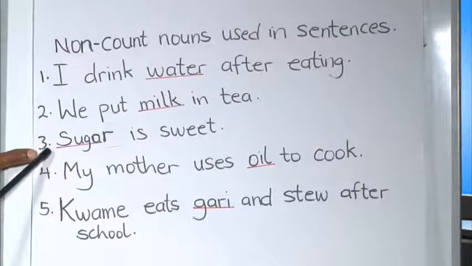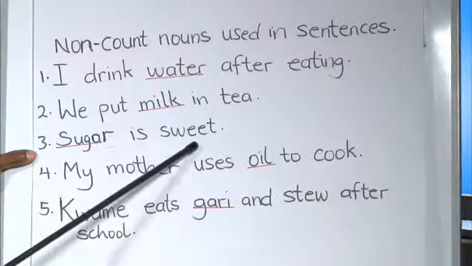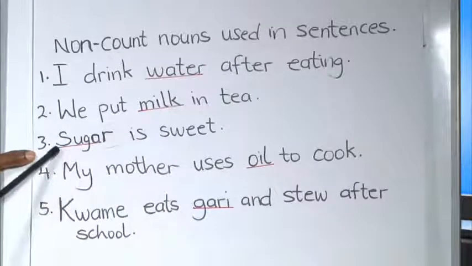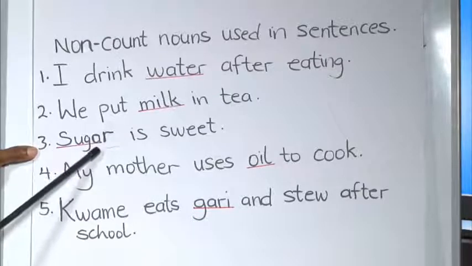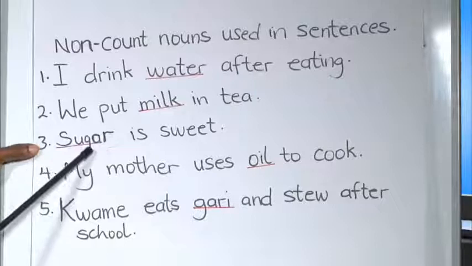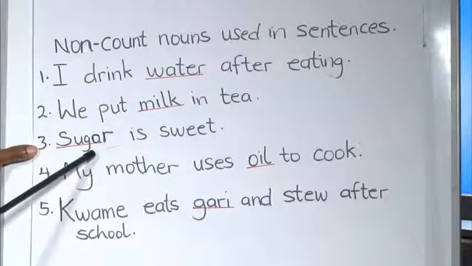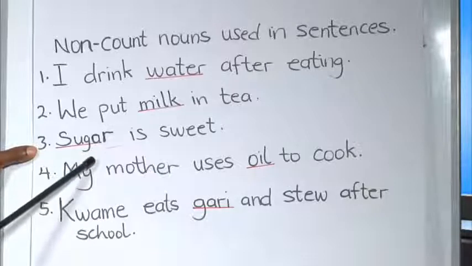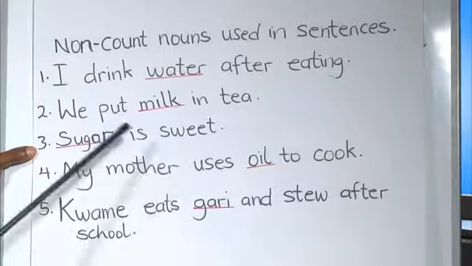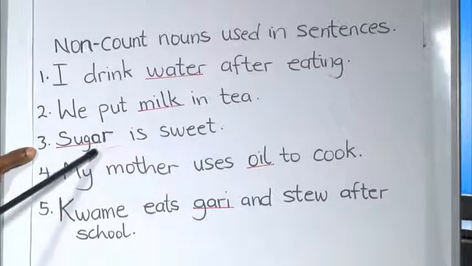Number 3, sugar is sweet. Have you tasted sugar before? I hope you have tasted sugar. Sugar, as we saw here, is uncountable. We cannot count sugar. So sugar is a non-count noun. Sugar is sweet. So sugar is underlined as uncountable noun.